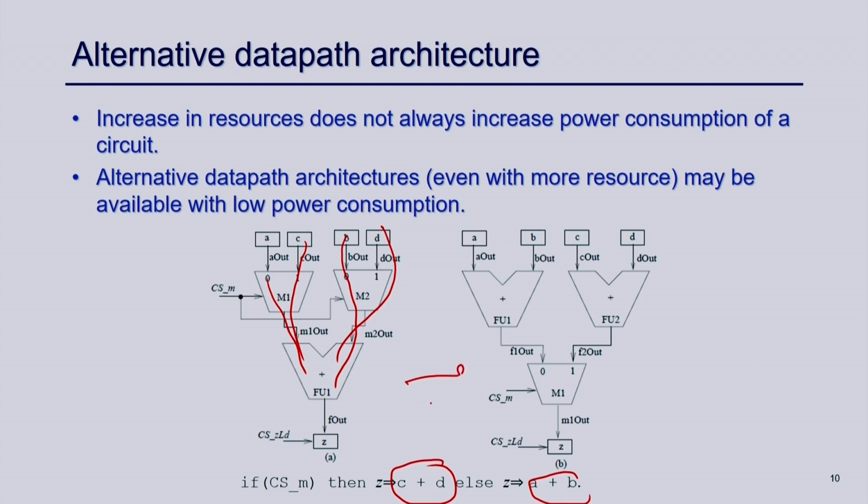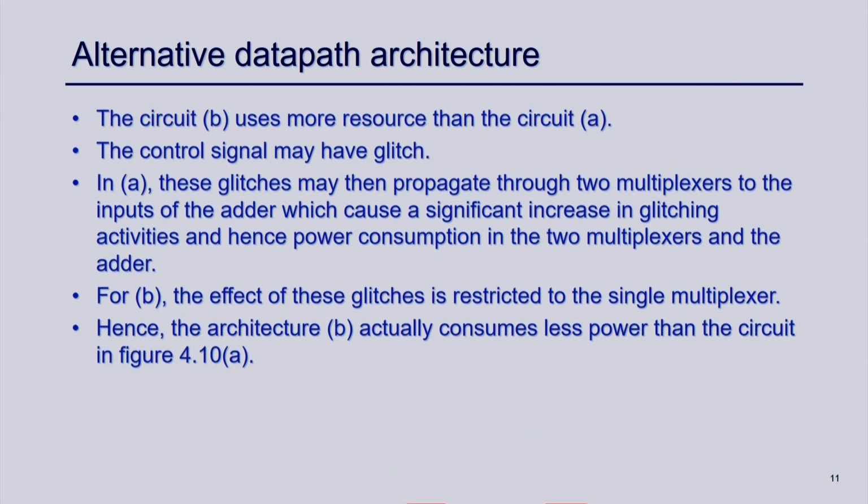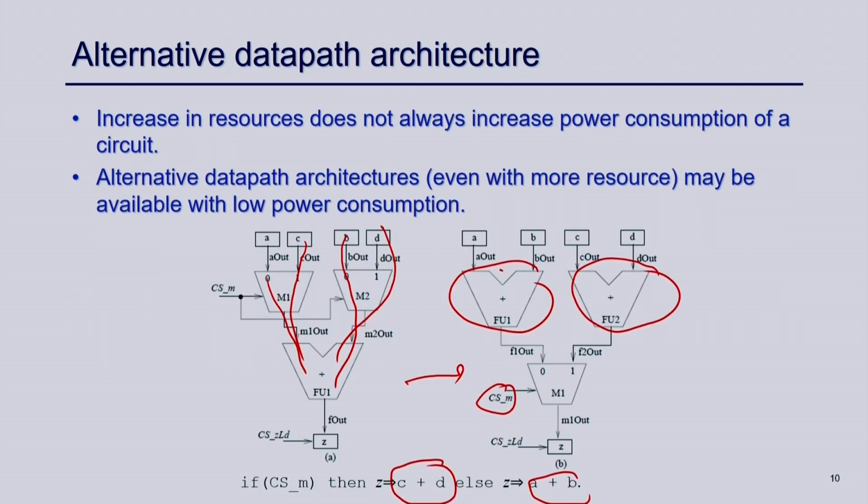So, in the alternative architecture, what I have done is I just do the operations blindly, right: A plus B here, C plus D here, and based on this control signal I decide whether to select A plus B or C plus D. So, effectively these 2 circuits are the same, they are executing the same operations, but their number of resources is different, right. But now assume this particular control signal is glitchy, right.